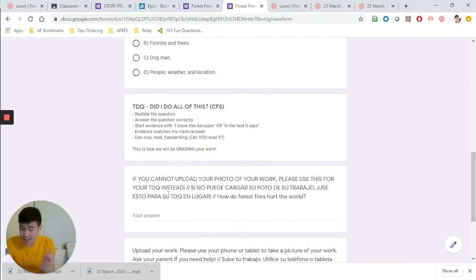We have our TDQ. When we answer TDQs, there are 4 parts. We need to make sure we restate the question, we answer the question, we start our evidence with a sentence starter, and our evidence has to match your answer. It has to. Great. So it has to do all those things. So I'm going to go ahead and I'm going to read through the question, okay? Just like our multiple choice questions, there is a quick check for success to show you what we're going to be using to grade your work, okay?